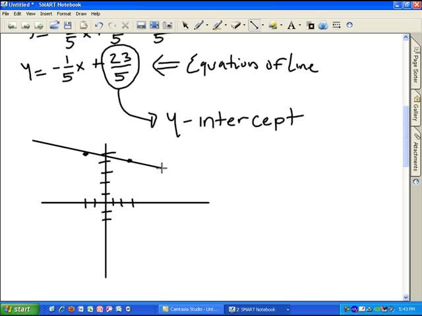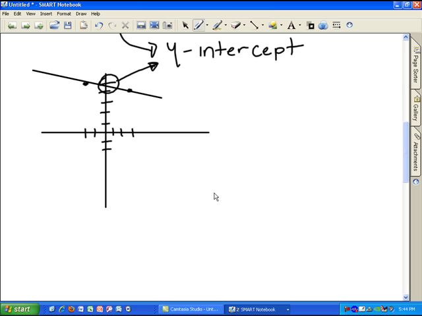And look at that. You see where that line crosses that y-axis? Right in between that 4 and 5, somewhere around, I don't know, 23/5. That's right. That's our y-intercept. That's our other piece of the puzzle. So, now we found the equation of a line with 2 given points and put it in y-intercept form.